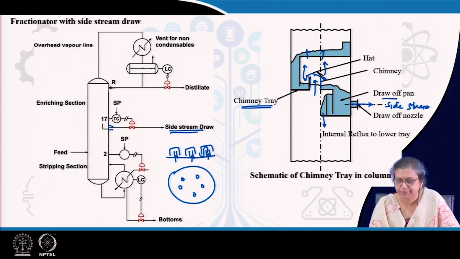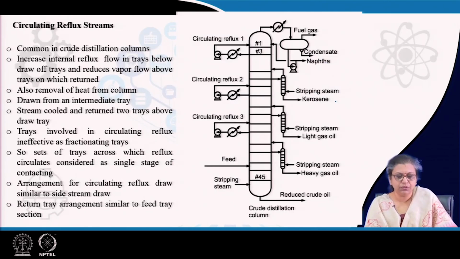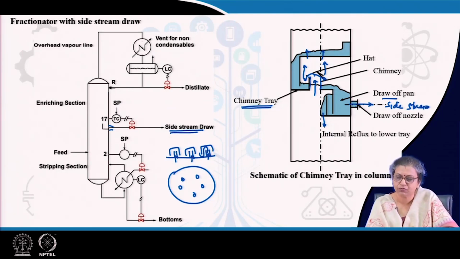At the chimney tray, definitely this is not a fractionating tray, there is no fractionation occurring here, we just draw the side stream from this particular tray. So, therefore, this is ineffective as a fractionating tray. Now, it is quite natural. So, therefore, the internal reflux which goes to the tray from the chimney tray is less as compared to the liquid which flows from tray to tray.